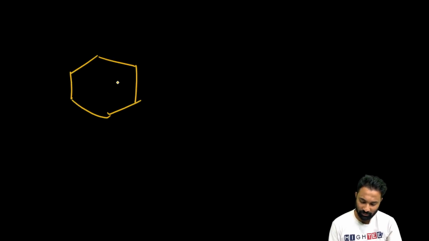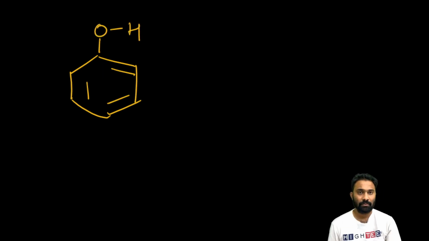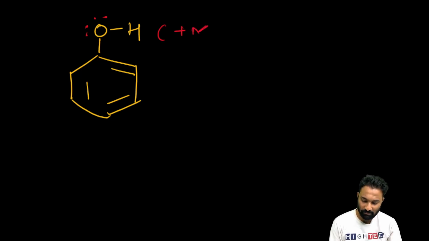Now you see, many students first see a well-known compound, that is phenol. Okay, now in this phenol we know that this oxygen has a lone pair of electrons. Due to the presence of this lone pair of electrons, it will show the plus M effect. Clear? And it will also show the minus I effect. Clear? But in the majority of cases the plus M effect is more dominating than the minus I.